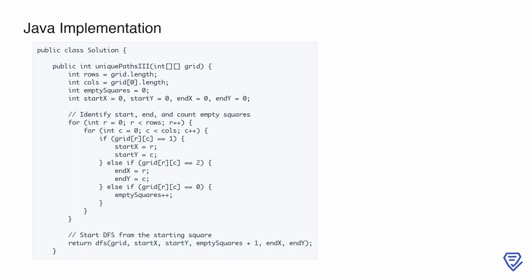Here, we begin by defining the uniquePathsIII method, which takes the grid as input.